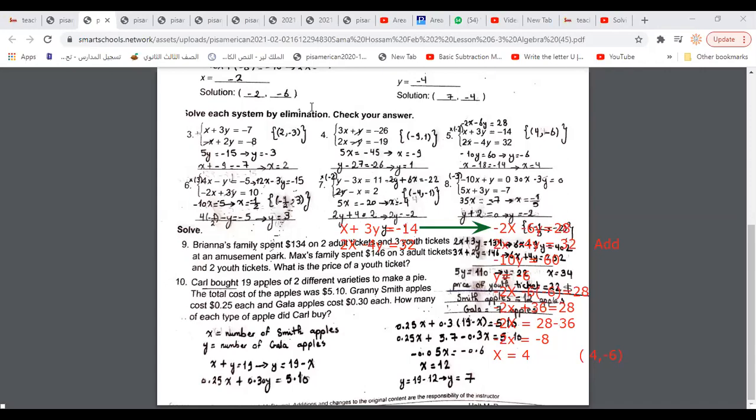Laura's talking: 36, because negative times negative becomes positive, equal 28. Then negative 2x equal 28 minus 36. Then negative 2x equal negative 8. We will divide both by negative 2. Then we have x equal 4. Okay, Laura? Miss, we can answer. Yes.